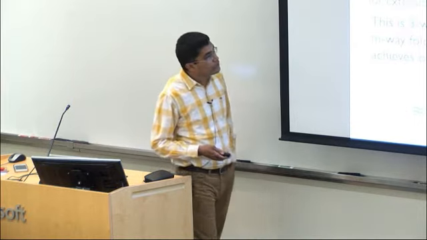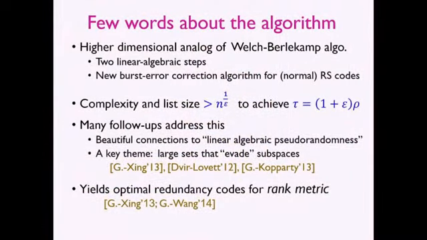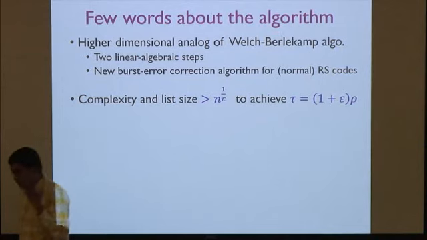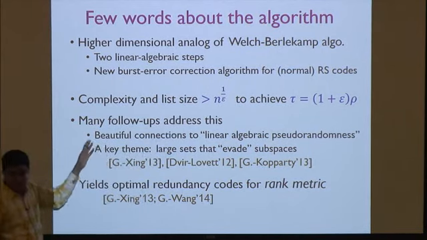Again, as I said, I won't go into many details, but the algorithm itself is a higher dimensional analog of what is called the Welch-Berlekamp algorithm, which is an algorithm to correct up to (n minus k)/2 errors uniquely. The whole algorithm is just linear algebraic. There are 2 linear algebra steps, and that's the entire algorithm. And as stated, the list size this came up with was kind of large. It's something like n to the 1 over epsilon, where n is the length of the code. So not very pretty. But once we could do a polynomial list size, there are many follow-ups which have addressed improving this.